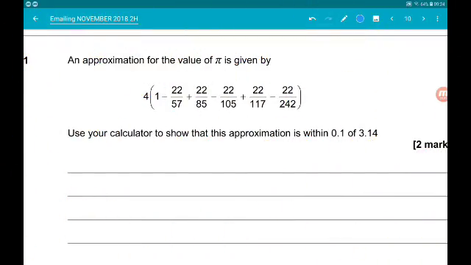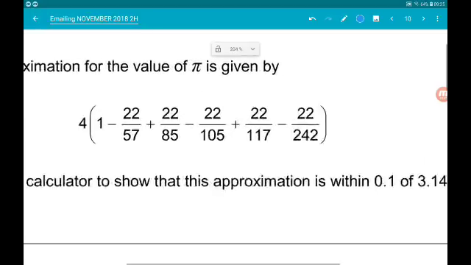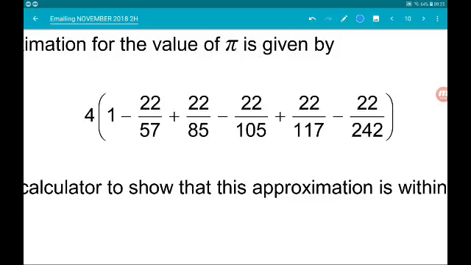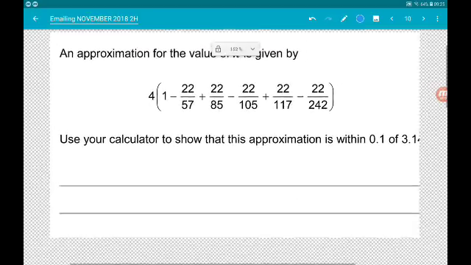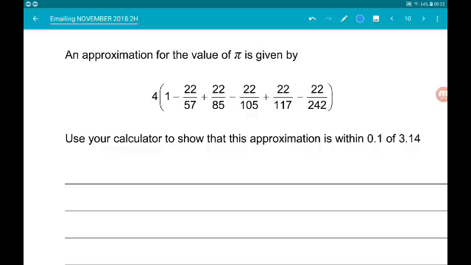Okay, question 11. An approximation to the value of pi is given by this lovely thing here. We want to, for 2 marks, use our calculator to show that this approximation is within 0.1 of 3.14. So, essentially, stick this lovely looking thing into your calculator, which I could do and take a photo of, but it would look exactly as it does here, so it'd be pointless.